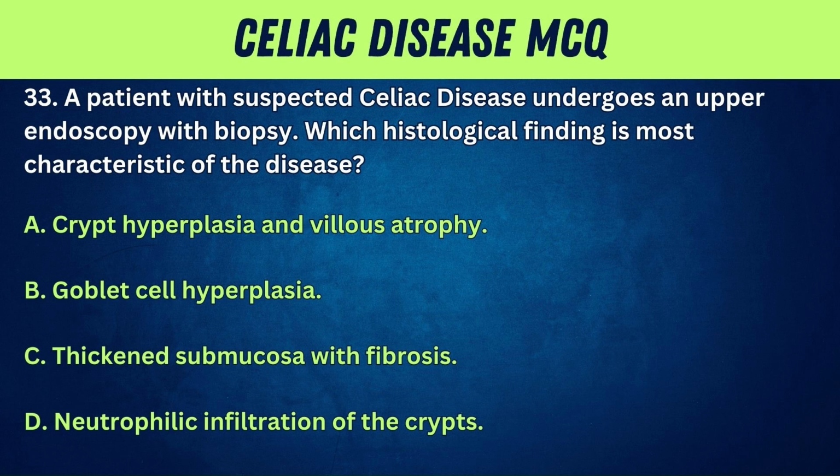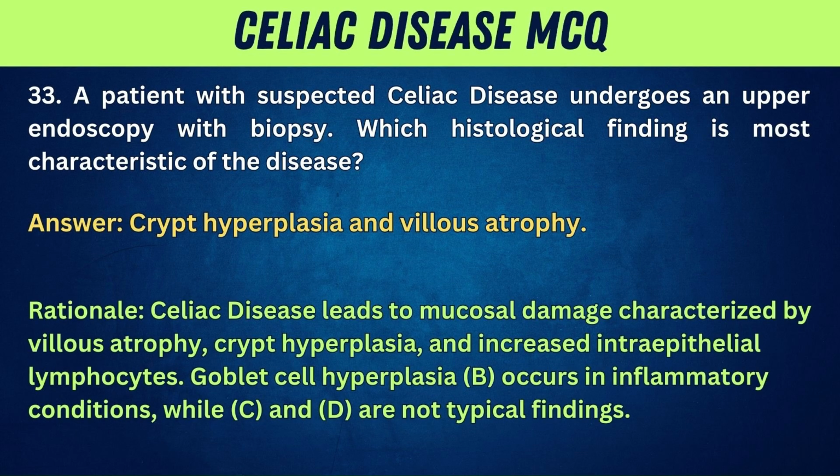33. A patient with suspected celiac disease undergoes an upper endoscopy with biopsy. Which histological finding is most characteristic of the disease? A. Crypt hyperplasia and villus atrophy. B. Goblet cell hyperplasia. C. Thickened submucosa with fibrosis. D. Neutrophilic infiltration of the crypts. Answer: crypt hyperplasia and villus atrophy.